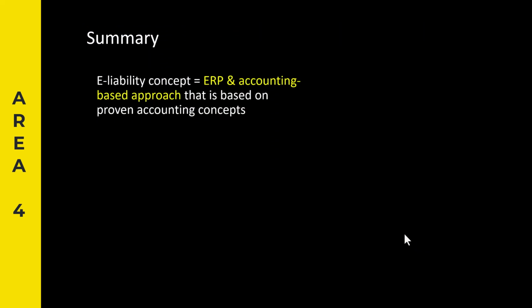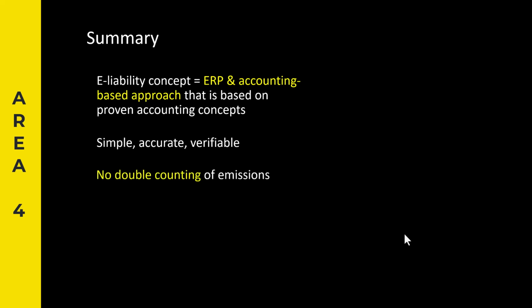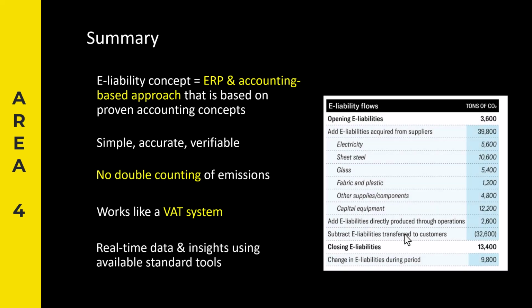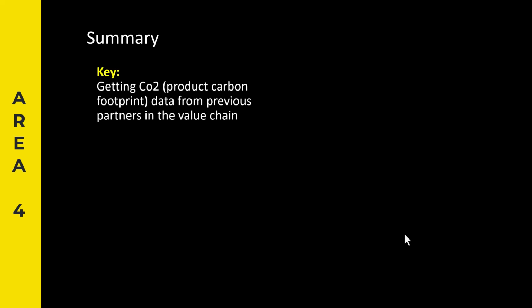So as a summary, the e-liability concept is an ERP and accounting based approach, which allows you to use what you already have. It's simple, accurate, verifiable. There's no double accounting, and that's the important thing here compared to the greenhouse gas protocol. It works like a VAT system that you have basically everywhere in the world, and it gives you real-time insights. Now the big question is, how can we make this work? The key is, of course, getting the CO2 emissions from your business partners.